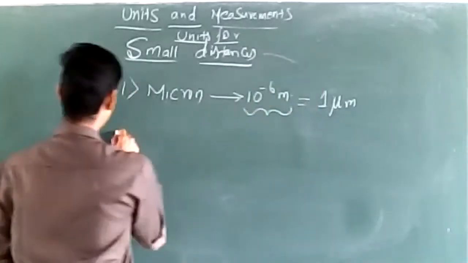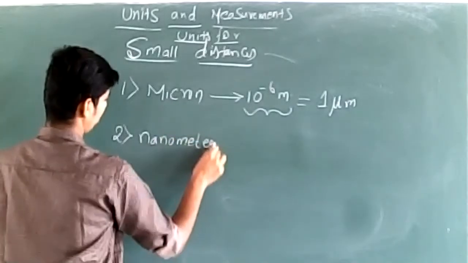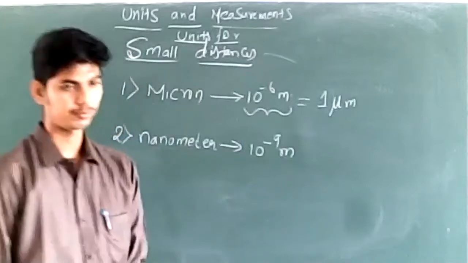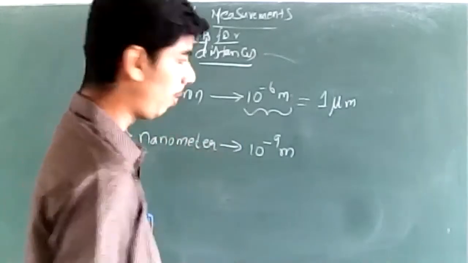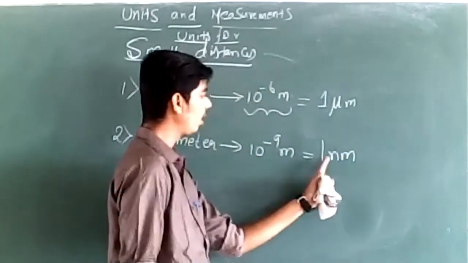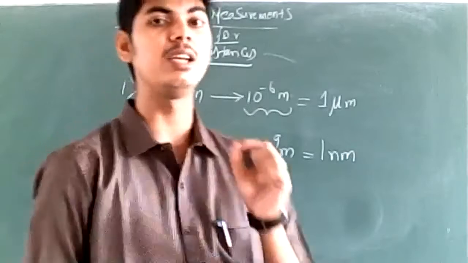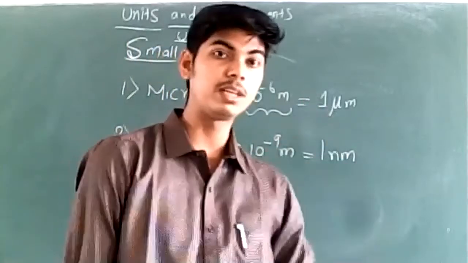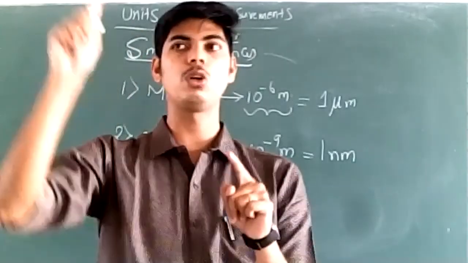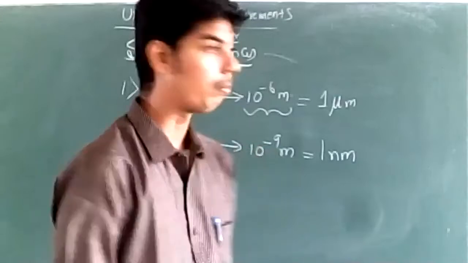After micron, we use another unit called nanometer. Nanometer means 10 power minus 9 meter. This can be written as 1 nm, 1 nanometer. Nanometer is 10 to the power of minus 9 meter, which is less than a micrometer. Look at the micrometer, 0.000001 meter, where 1 comes after 5 zeros. Nanometer is 10 power minus 9 meter.